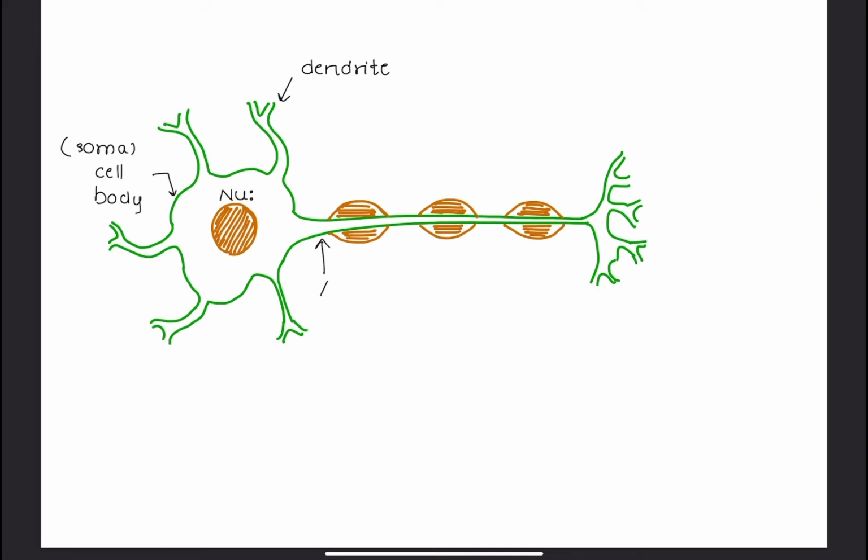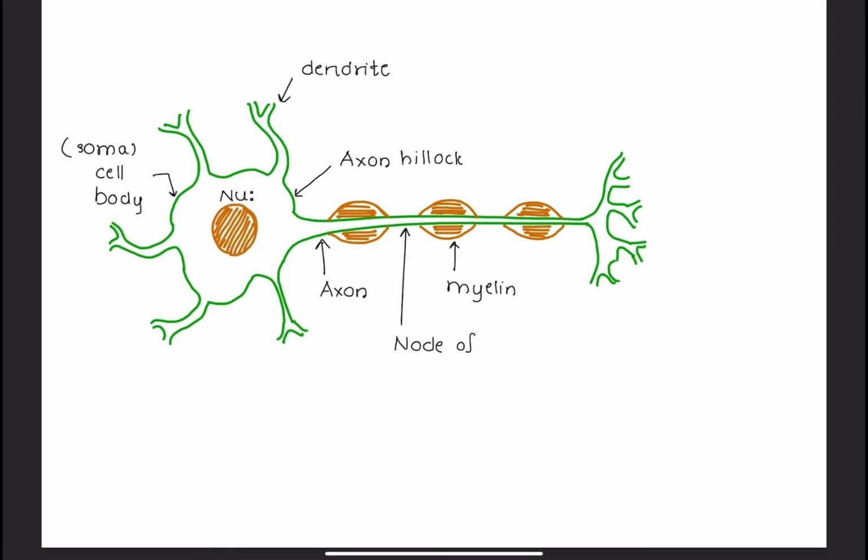The axon is a long, fine cable-like structure which carries the nerve signals. The part of the axon which connects with the cell body is called the axon hillock. The axon is covered by a fatty layer called myelin, which helps to increase the conduction speed of the electrical impulses. Gaps between each myelin are called nodes of Ranvier.